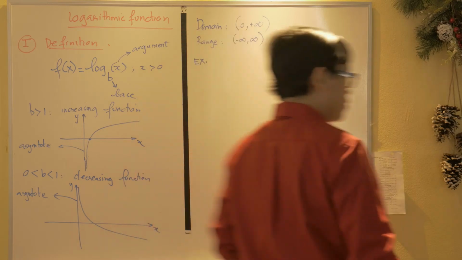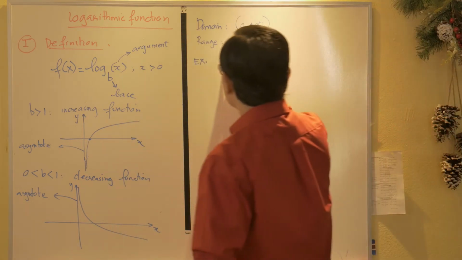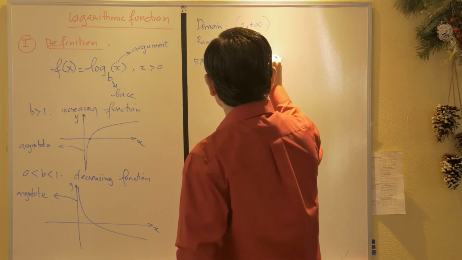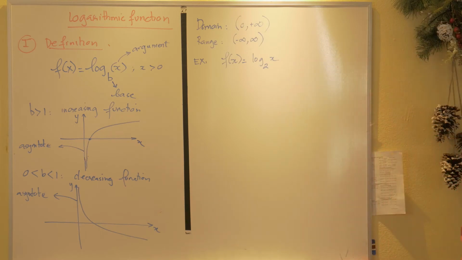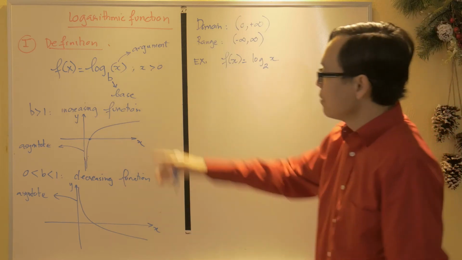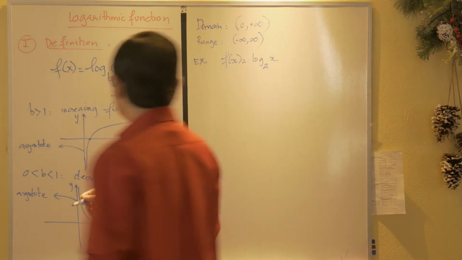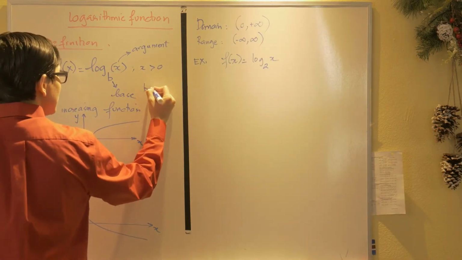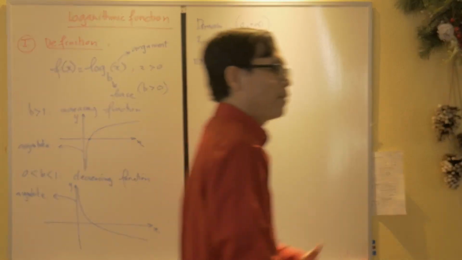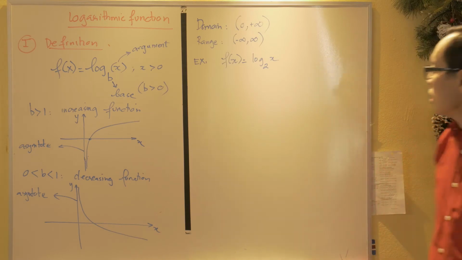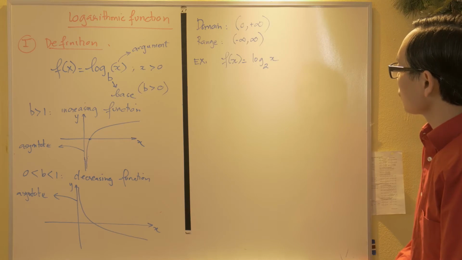Example of a log function. For example, over here I have f of x equal to log base 2 of x. The question is, the base, the b value, can it be negative? No, it's never negative. B is always greater than 0. We don't have a negative base. So this is a typical example of the log function.